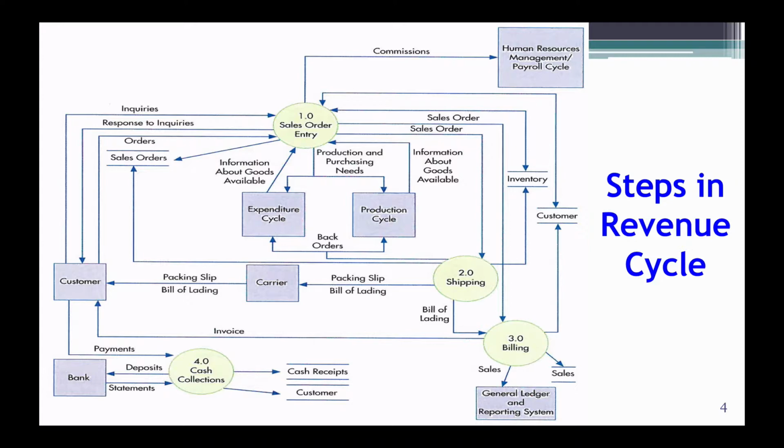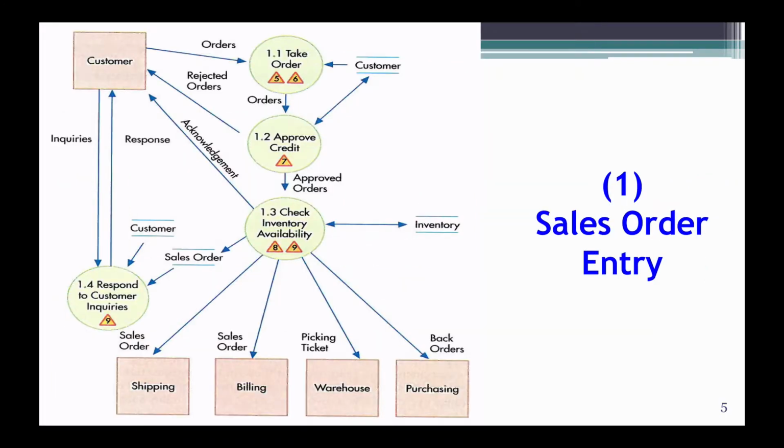So let us look at the first one, which is the sales order entry. Under sales order entry, there are four steps. First, we take the order, then we approve the credit, then we check the inventory availability, and if the customer has any question, we try to answer it. What do we mean by sales order? The sales order is the document created during sales order entry. And this order usually has the item, the quantity, the prices, the terms of payment. This is a typical example of a sales order.